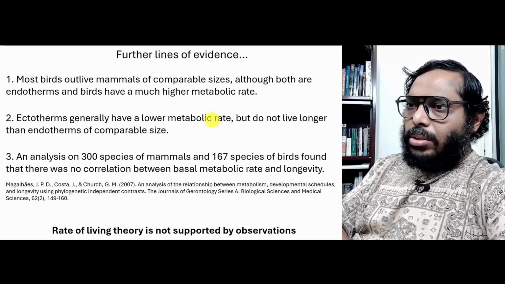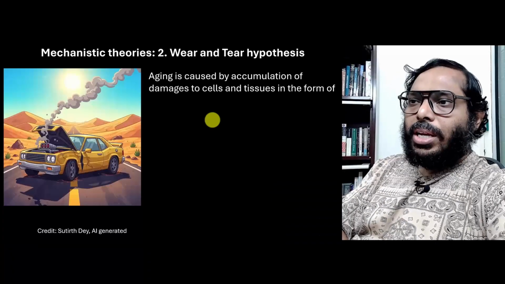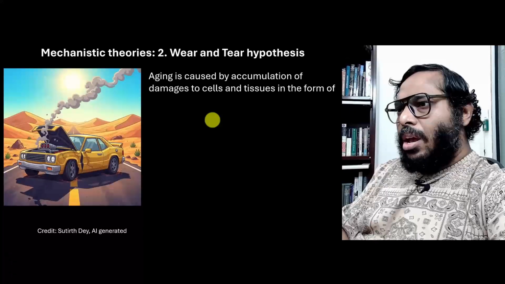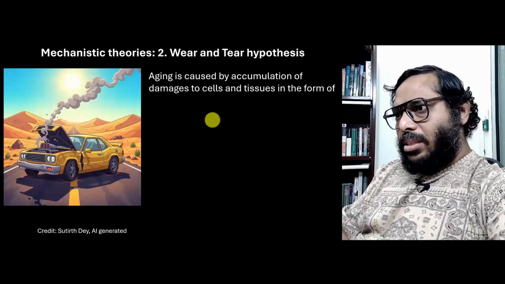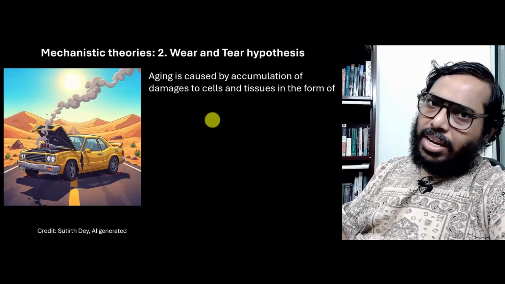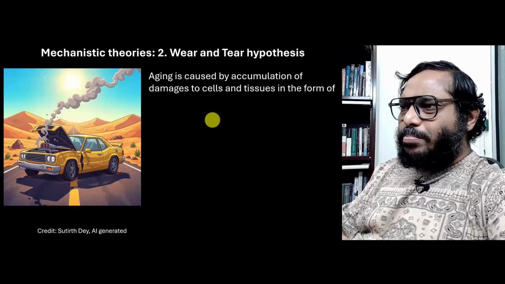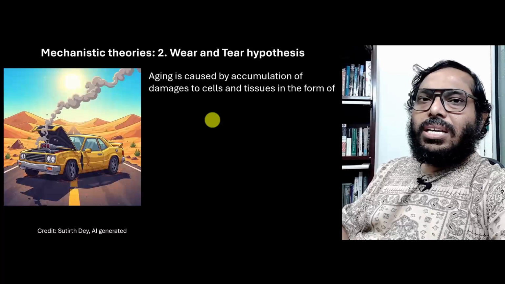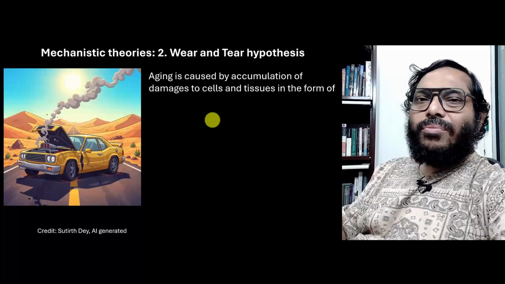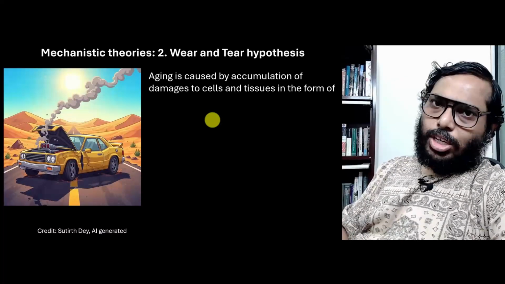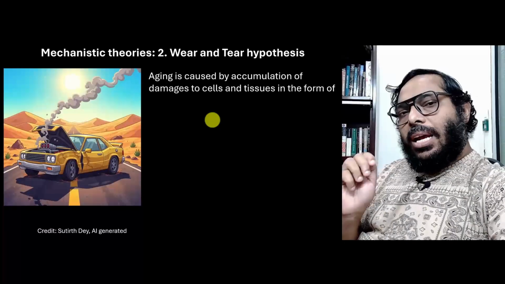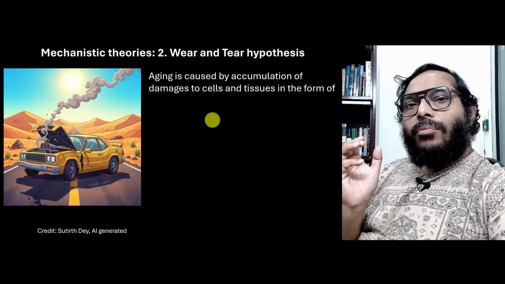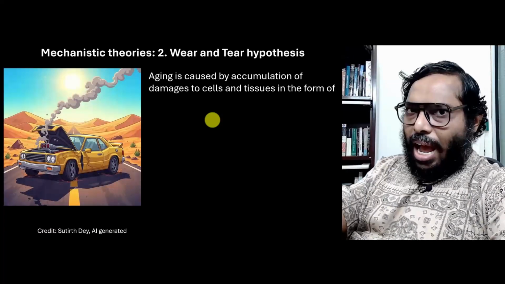Okay. So, what about other kinds of mechanistic theories? One other class of mechanistic theories are the so called wear and tear hypothesis, and this basically says that aging is due to some kind of accumulation of damages to cells and tissues. This is coming directly from thinking of organisms like machines, like a car for example.